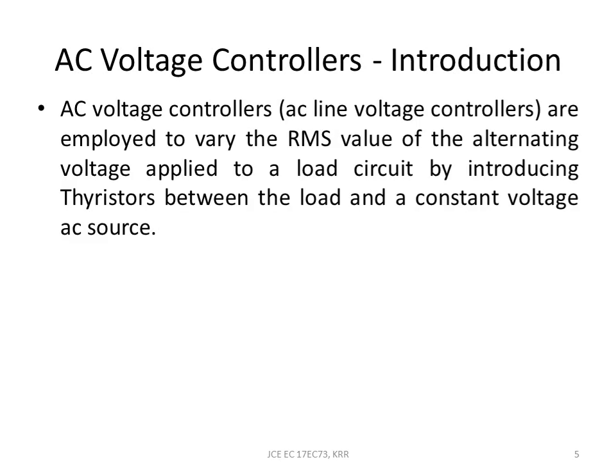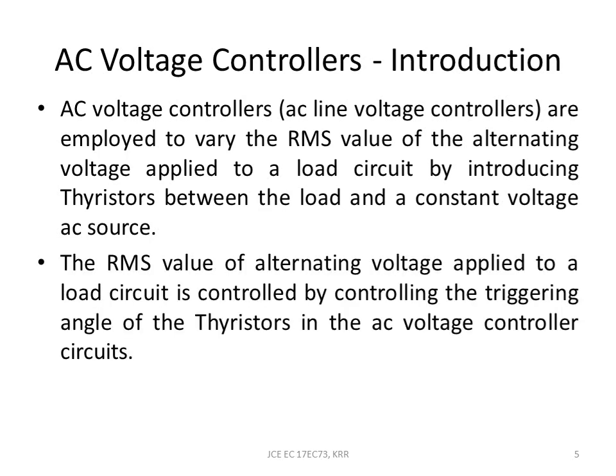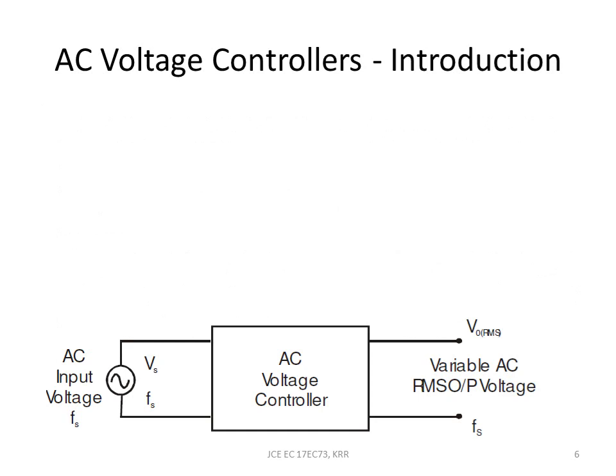So coming to AC voltage controller, the introduction. The AC voltage controller is also called an AC line voltage controller because we are going to give the AC at the input. These are employed to vary the RMS value of the alternating voltage applied to the load circuit by introducing thyristors between the load and a constant voltage AC source. The RMS value of alternating voltage applied to a load circuit is controlled by controlling the triggering angle of the thyristor in the AC voltage controller circuits.